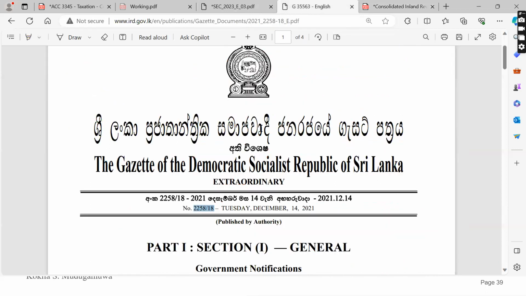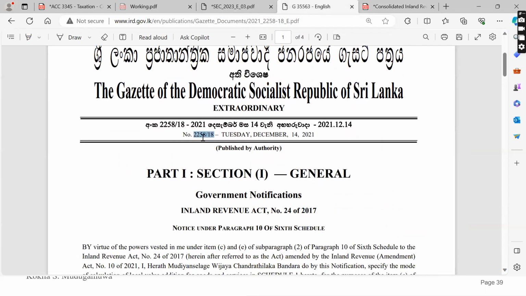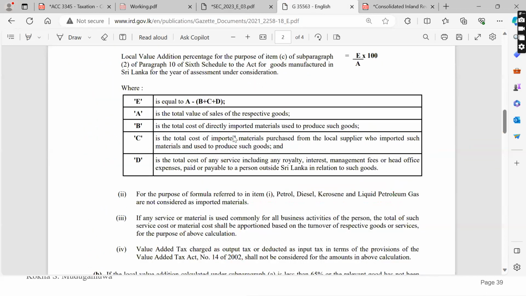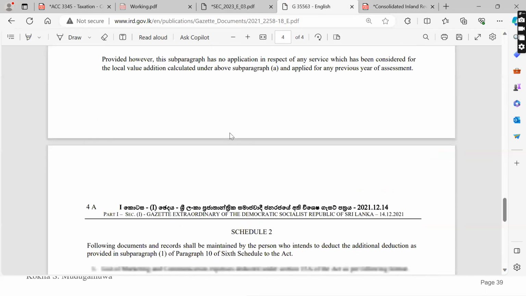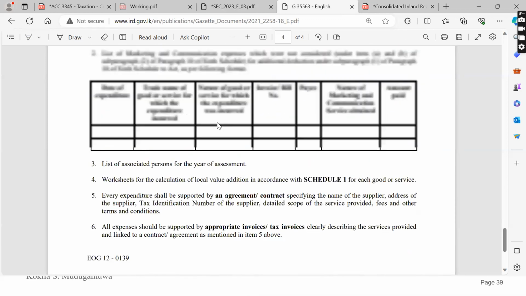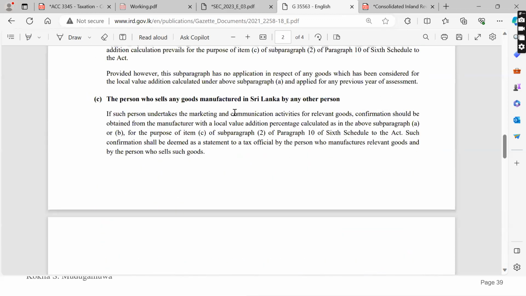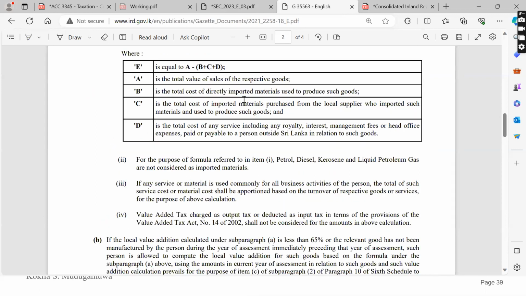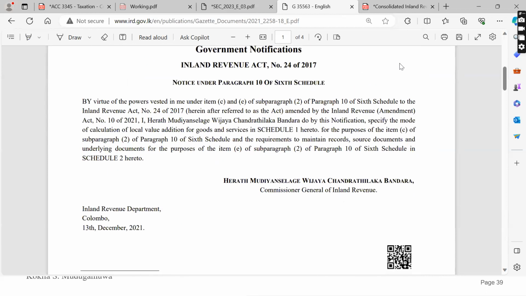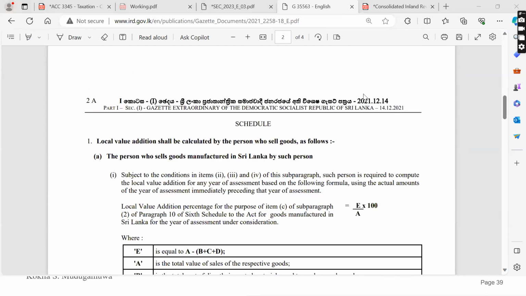There is a gazette notification for this. This is the gazette number 2258/18, right? It says you need to maintain a separate record if the Commissioner General requires. If you are claiming a significant amount, you need to have proper records. You may refer to this gazette notification as well if you are in practice, right? For the exam, that's not needed. The examiner will not ask about those schedules and all these things, right?